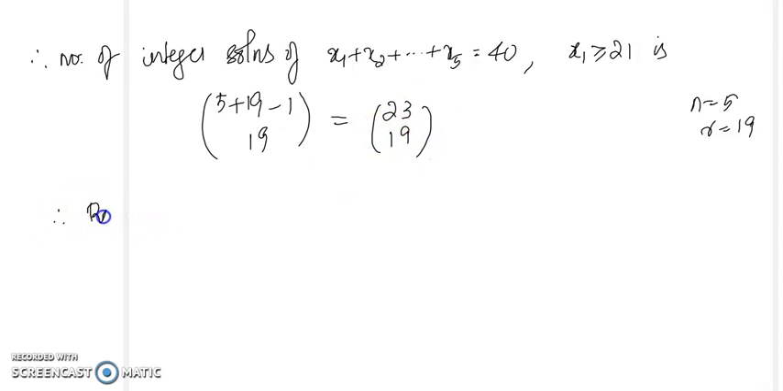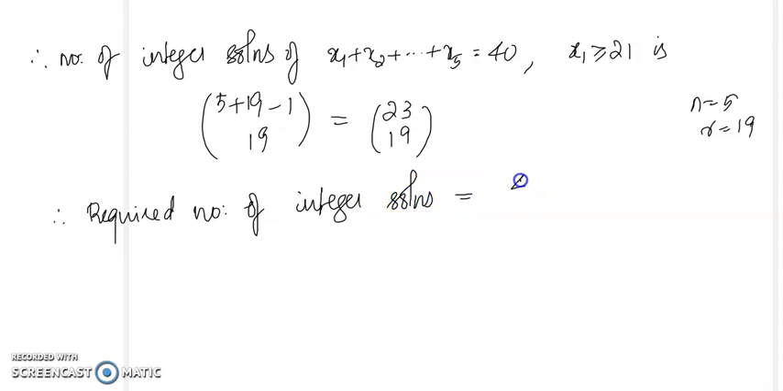So the required number of integer solutions is, so that will be the difference of both the cases, so that will be 44 C 40 minus 23 C 19. So that is the required number of integer solutions. And let us see one more problem.